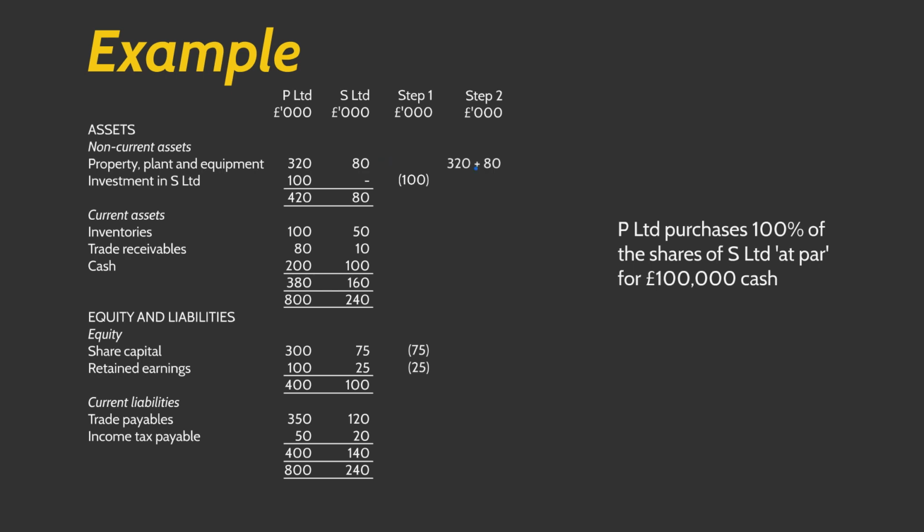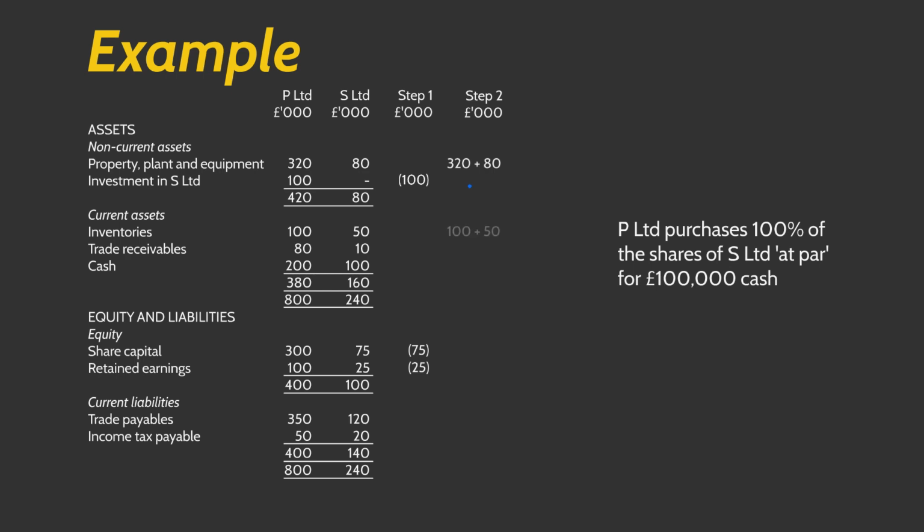Okay, so this is a step that does the incorporation. If you don't eliminate investment in S from the investment or the share capital and retained earnings, you will have counted the value of the subsidiary twice. So step two is just to add up each line. So 320,000 plus 80,000. We add together this line. Well, 100,000 less 100,000 is 0. So we won't put anything there.